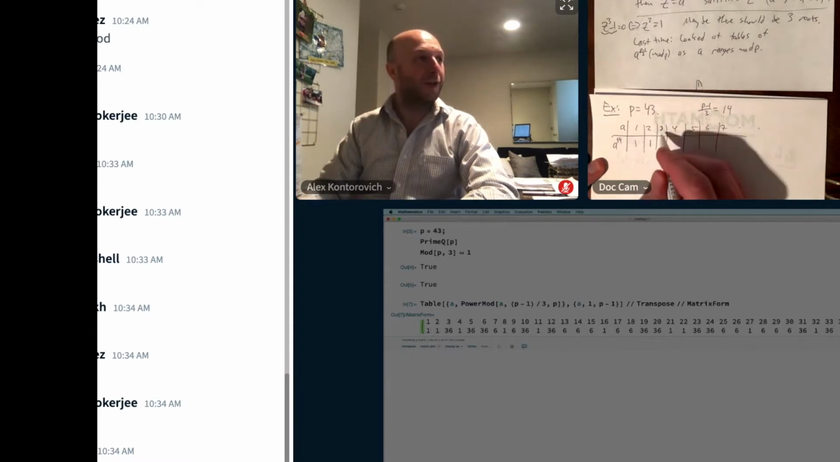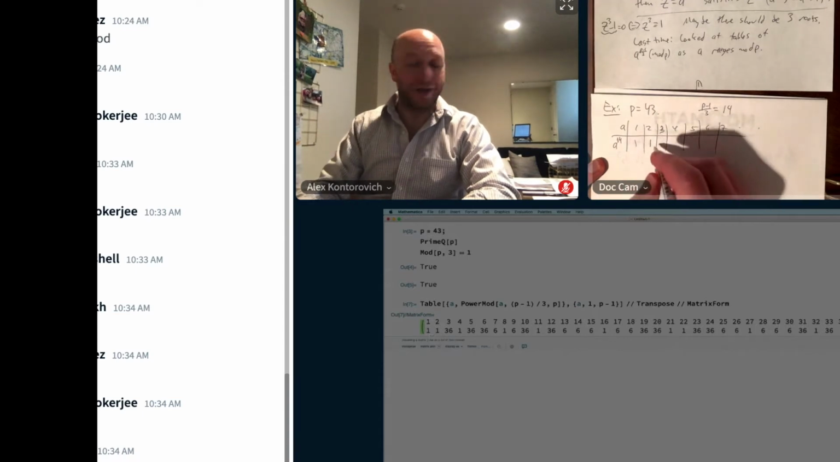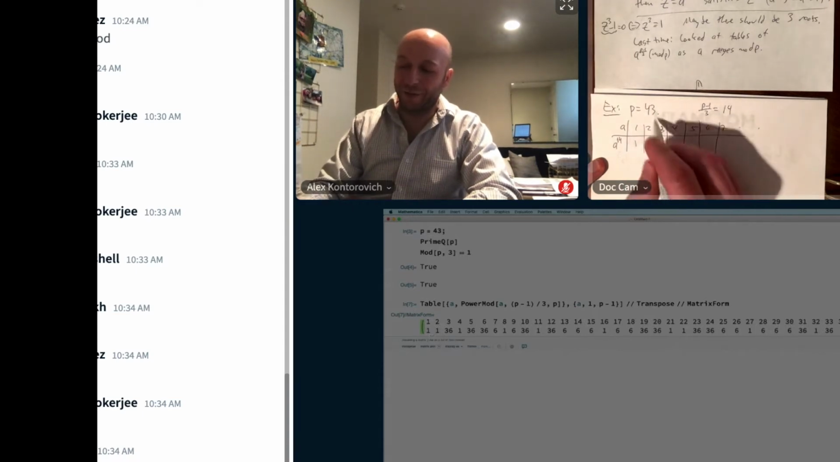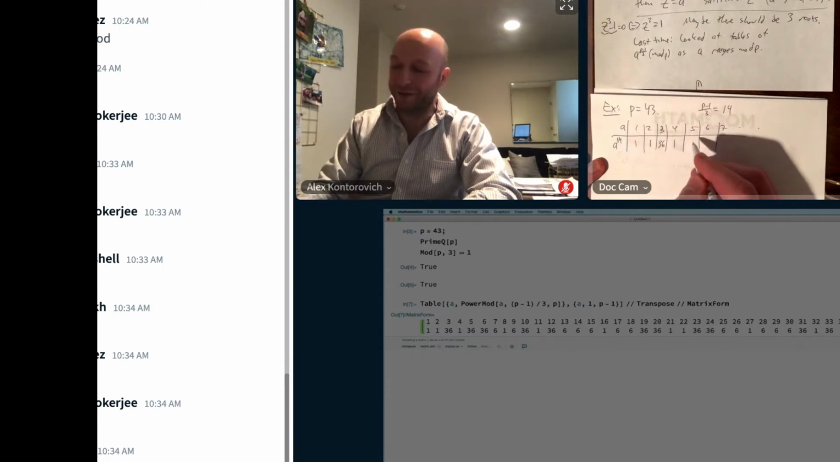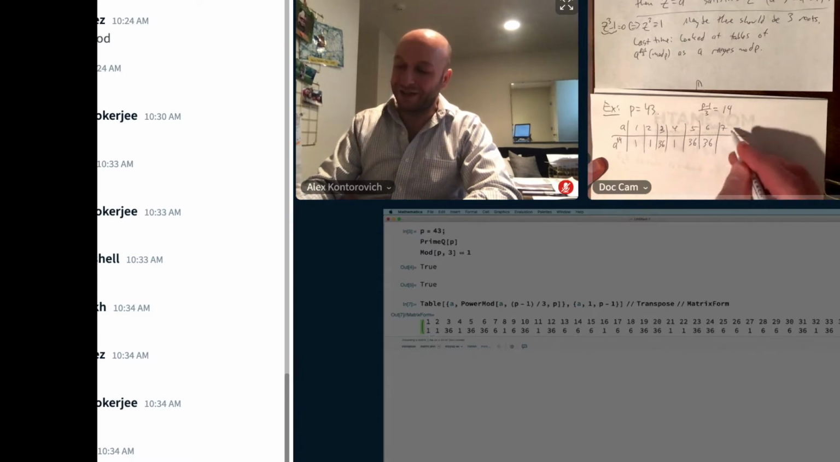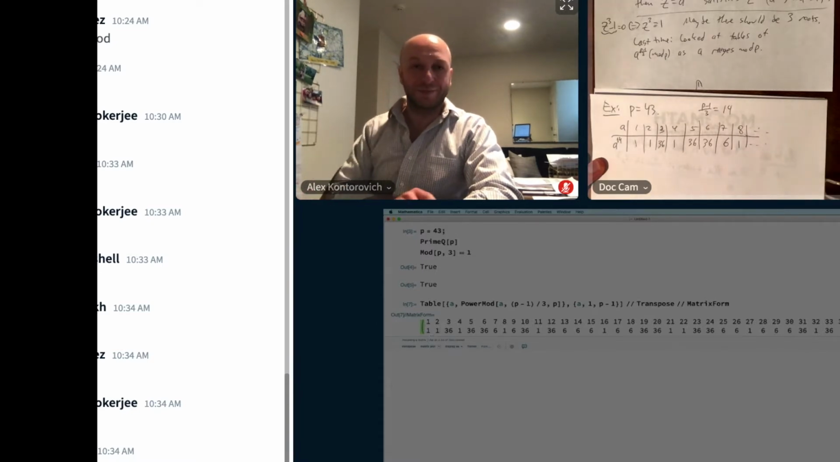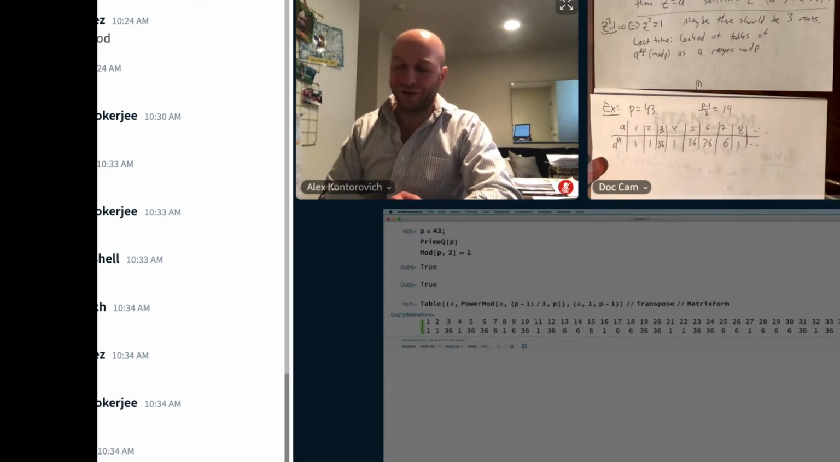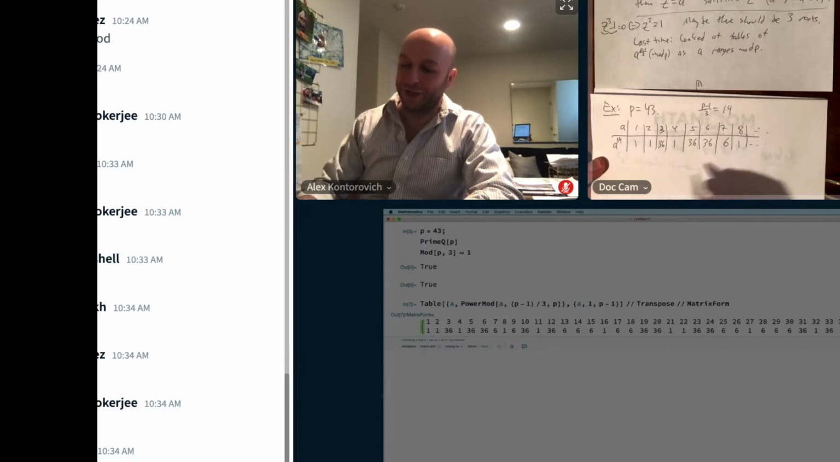Yep. 3 to the 14th power is 36 mod 43. 4 to the 14th power is 1. 5 to the 14th power is 36. 6 to the 14th power is 36. 7 to the 14th power is 6. 8 to the 14th power is 1, and so on. Okay? So this is really interesting. What we're seeing is that there are 3 solutions. So these numbers 6, 36, and 1.